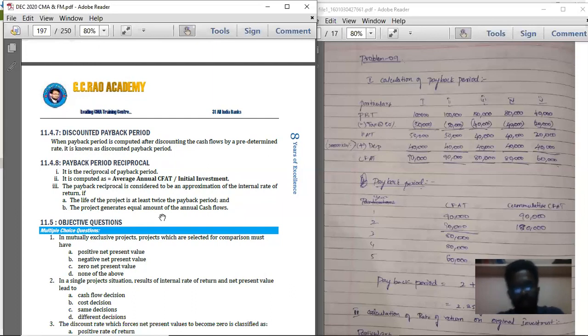You should bring that value to today's value. For every month you should bring that value to the present value. After that you should calculate the payback period. By adding all those cumulatives, you should calculate the payback period. That is called discounted payback period.